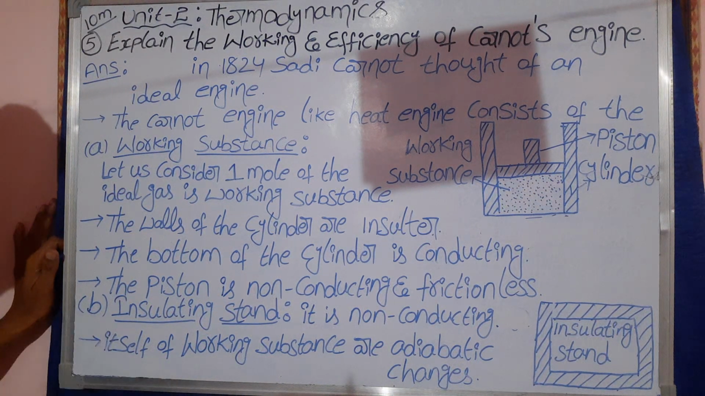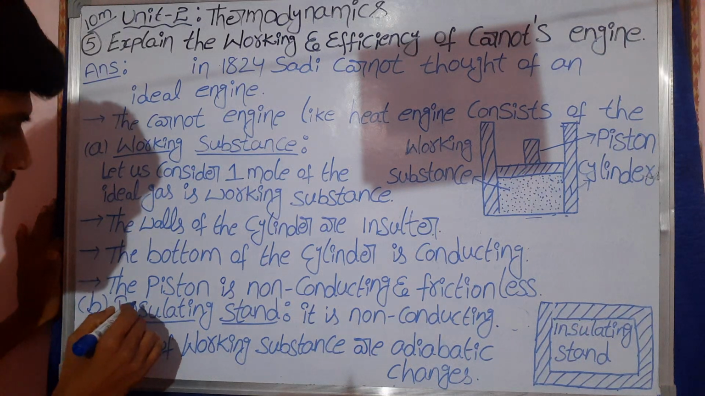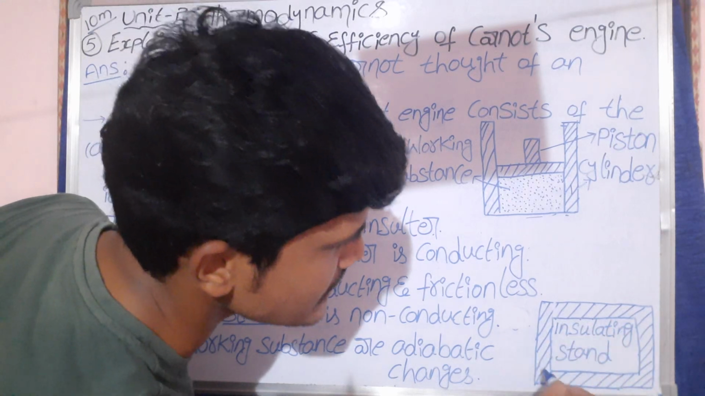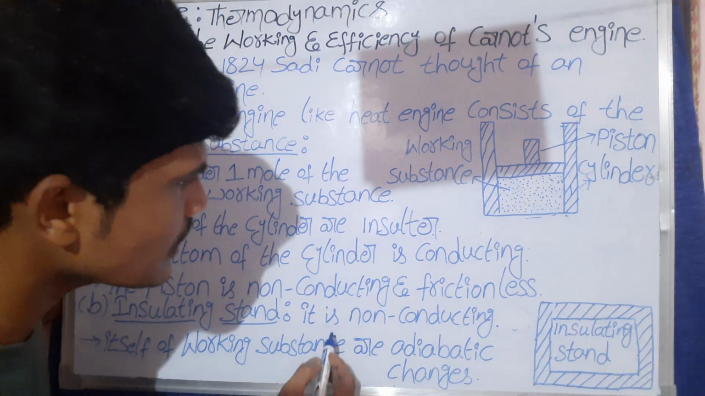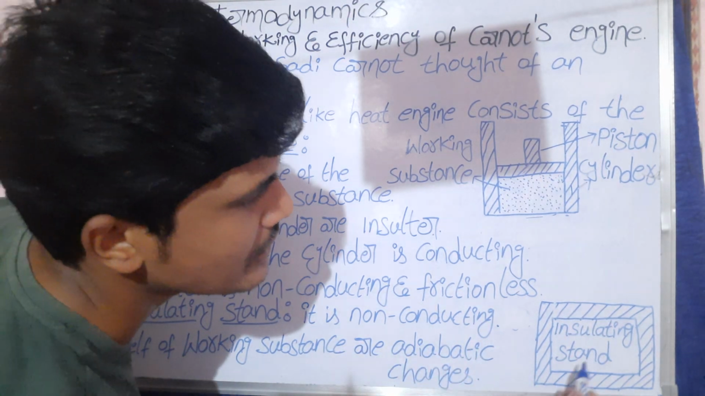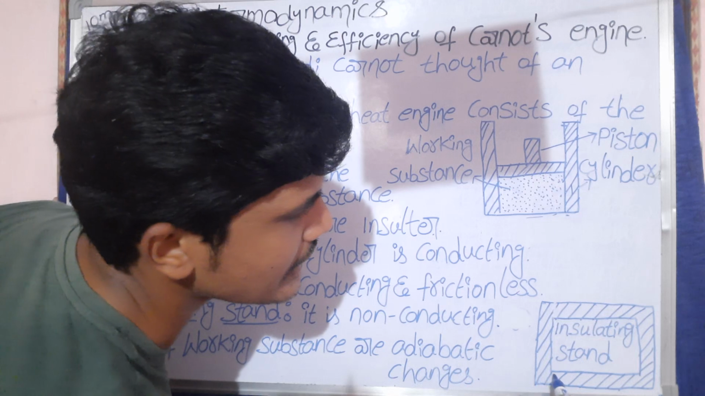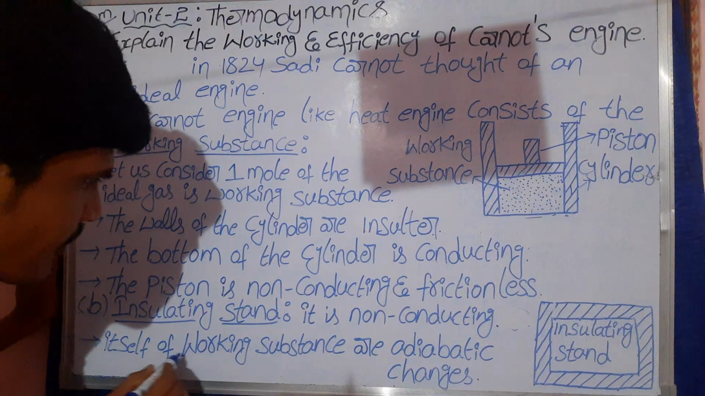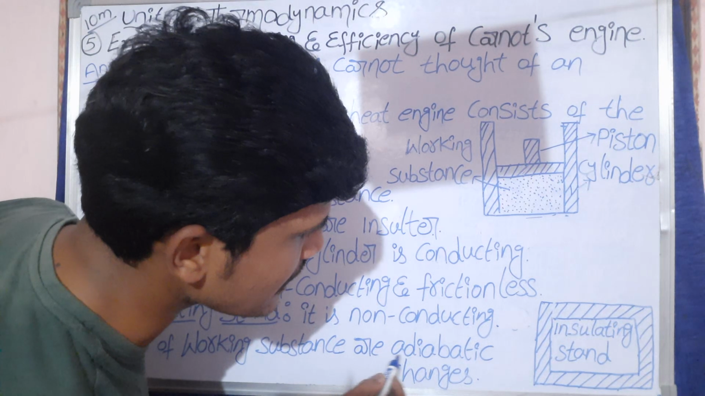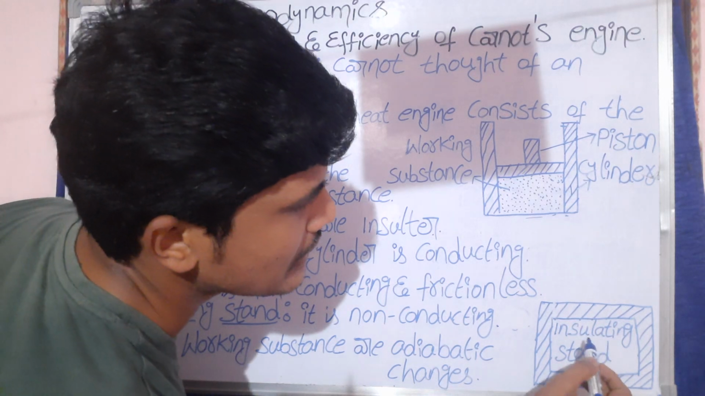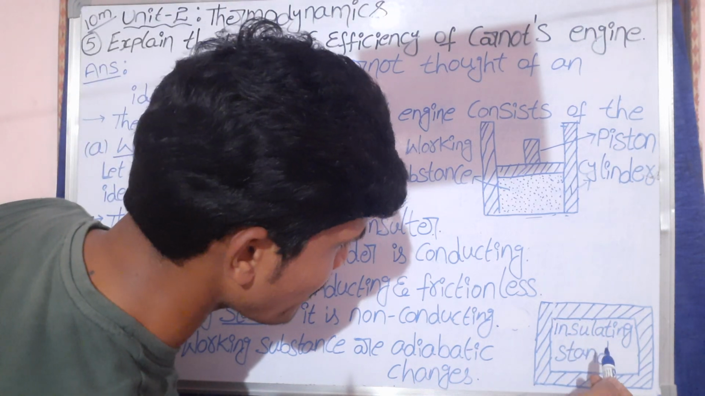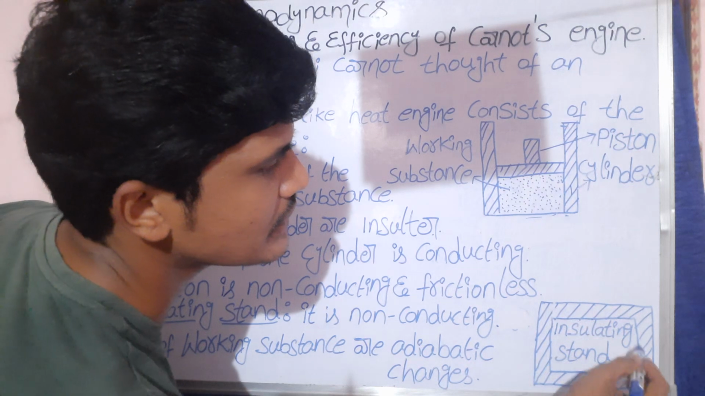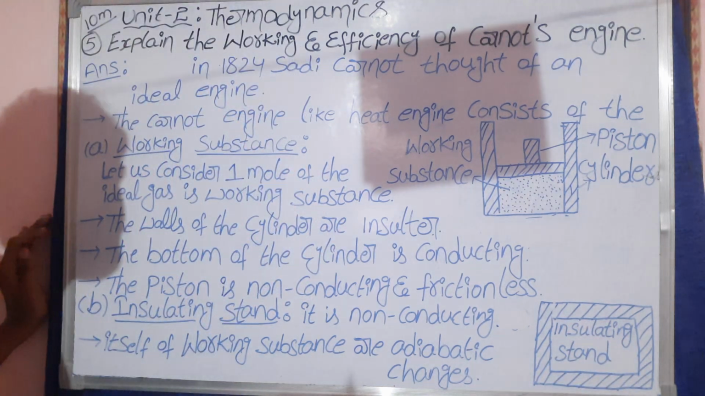Next, the second part: the insulating stand. It is a non-conducting material. Next, the walls and piston of the working substance are adiabatic, non-conducting insulators. So these are adiabatic walls.